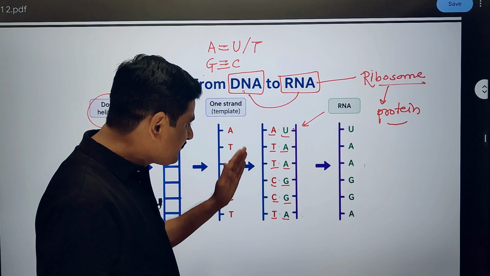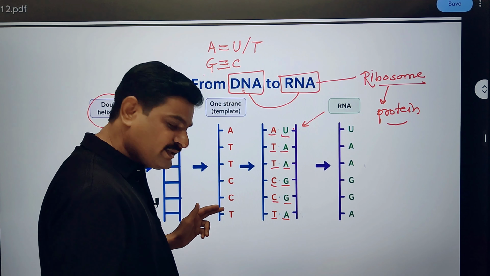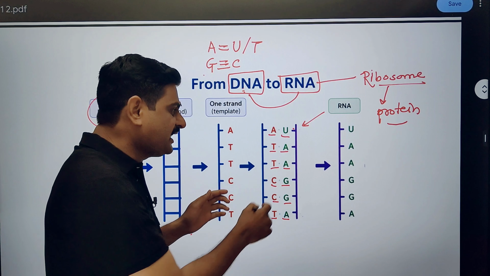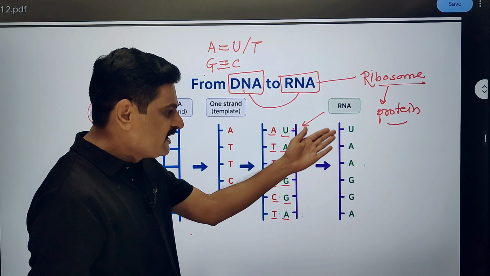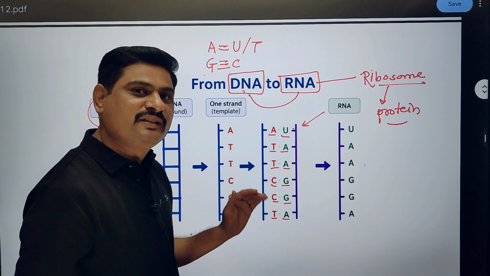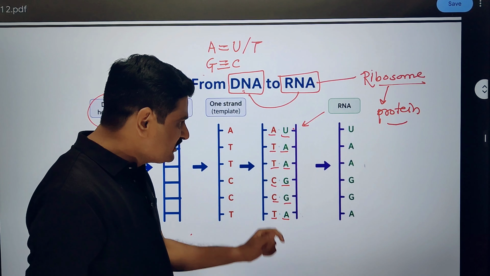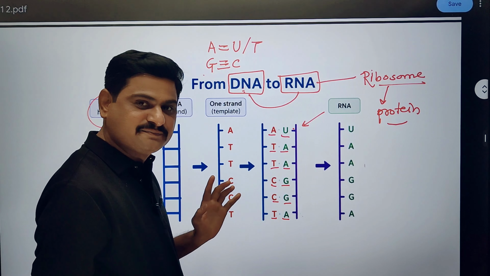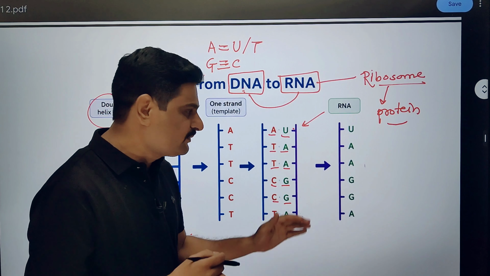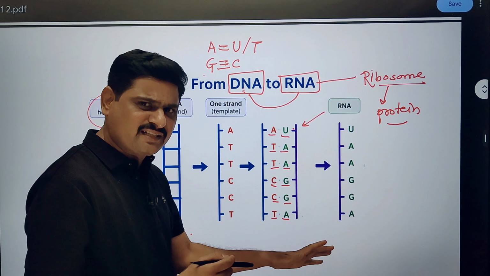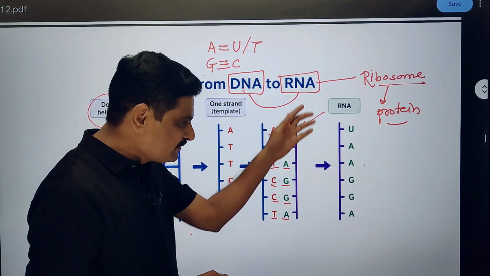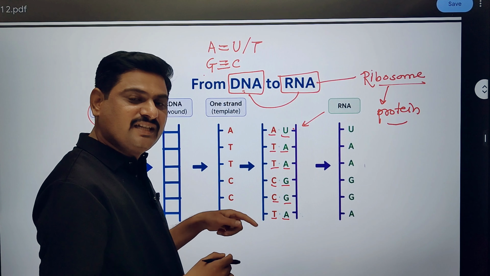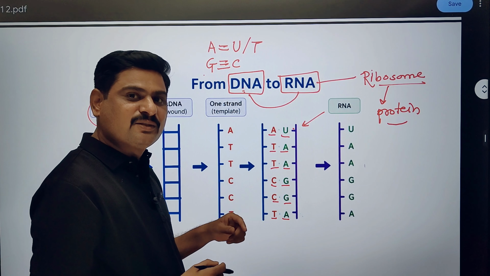So in this way, if I have one strand of DNA, by using the nucleotide sequence of that DNA, I can make an RNA. This is my RNA ready. So what did we do here? By using the nucleotide sequence of DNA, we synthesized the RNA. This synthesis of mRNA, or any RNA, as per the nucleotide sequence of DNA is called transcription.